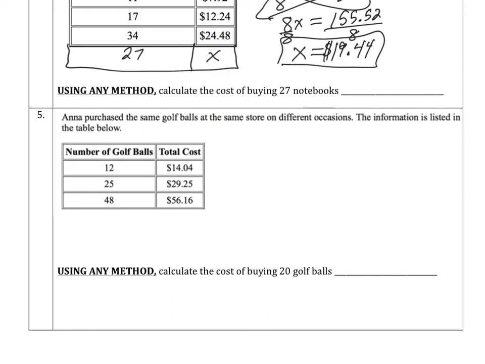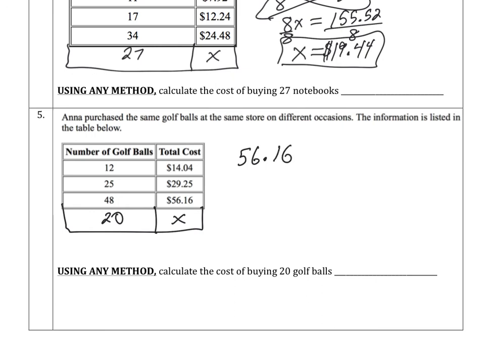And finally, Anna purchased the same golf balls at the same store on different occasions. The information is listed in the table below. So she got $14.04. We're trying to find out how much it's going to cost for 20 of them. Same process. We put the 20 in there for the number of golf balls and the x for the cost. Pick any fraction. I'm going to pick a different one this time, just to make it a little more interesting.